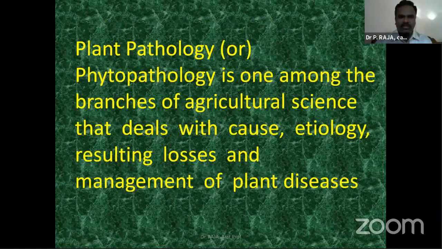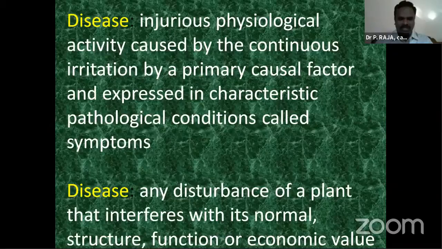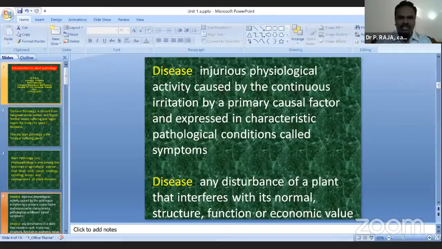Plant pathology or phytopathology is one among the branches of agricultural sciences that deals with the cause, etiology, resulting losses, and management of plant diseases. If you see some of the definitions, the disease is an injury or physiological activity caused by continuous irritation by the pathogens.